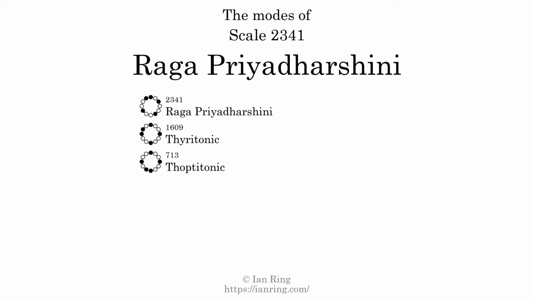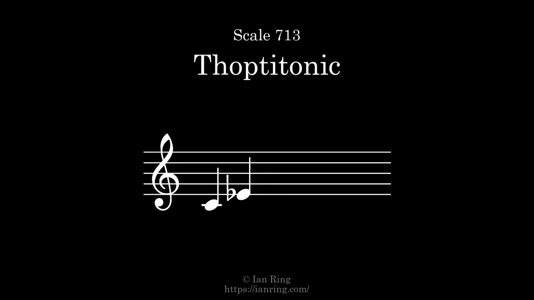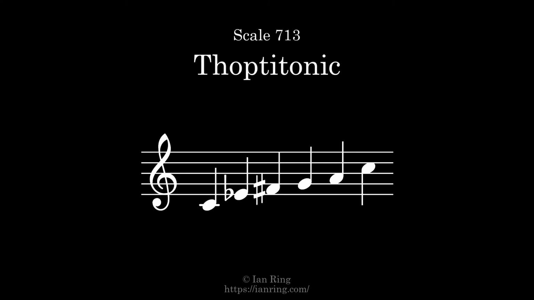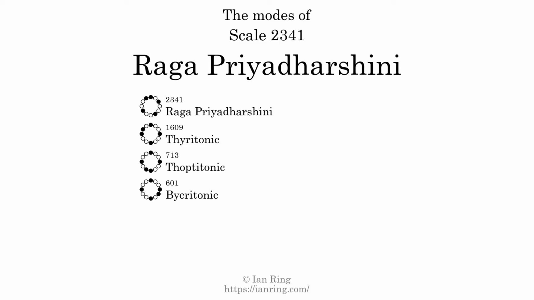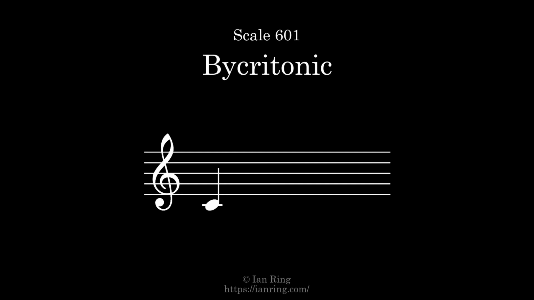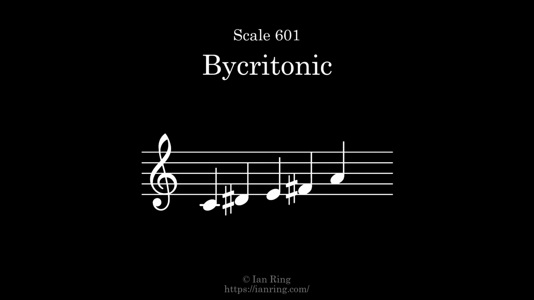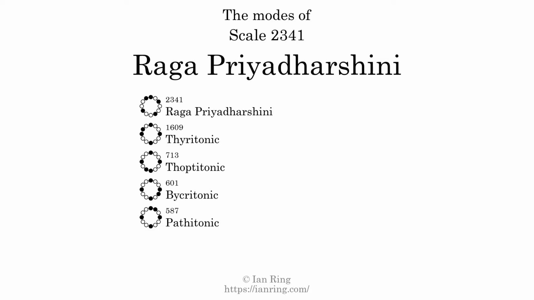The third mode is scale 713, also known as thoptatonic. It sounds like this. The fourth mode is scale 601, also known as bicratonic. It sounds like this. The fifth and last mode is scale 587, also known as pentatonic. It sounds like this.